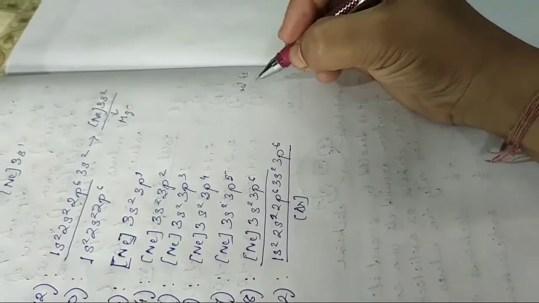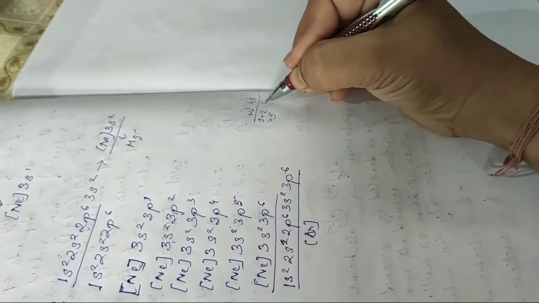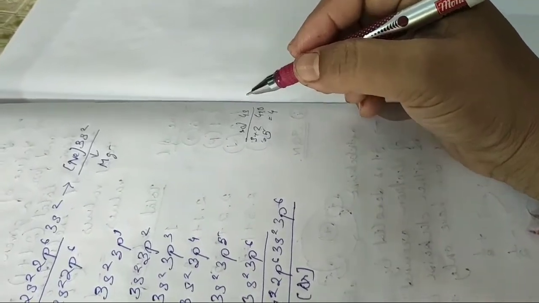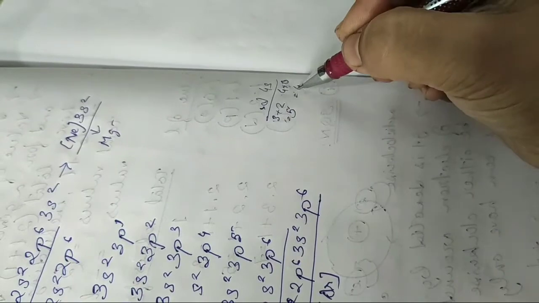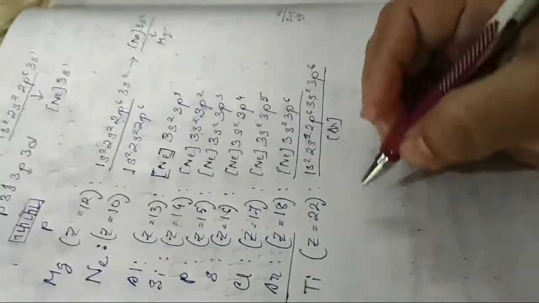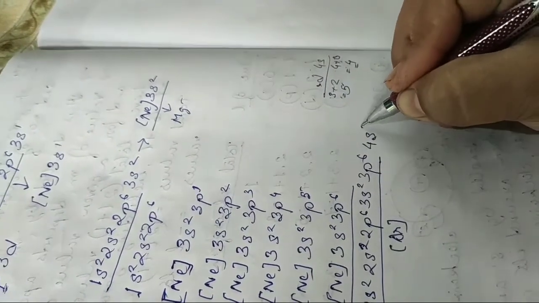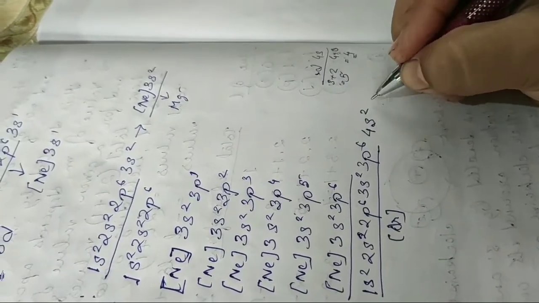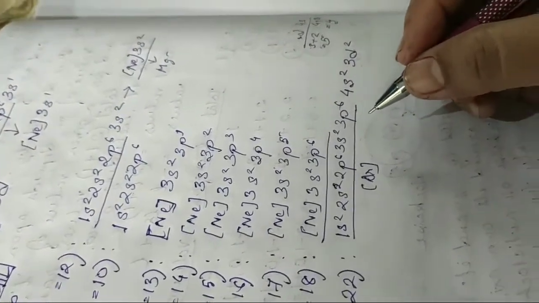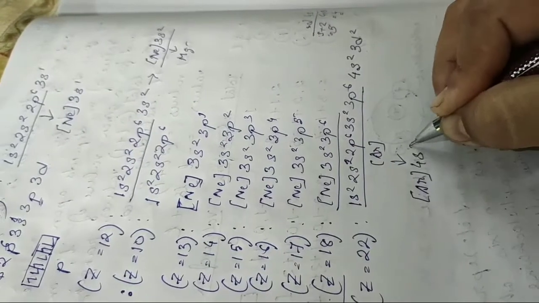4s, like this. Now if we see n plus l, 3 plus 2, that means 5 for 3d, 4 plus 0, that means 4 for 4s. So 4s has the lower n plus l value, that is 4. So 4s will be filled up first, then 3d. That means after 3p6, the next 2 electrons will go to 4s2. That is 20, so the next 2 will be 3d2. So for titanium, how can we write the electronic configuration? Argon 4s2 3d2.